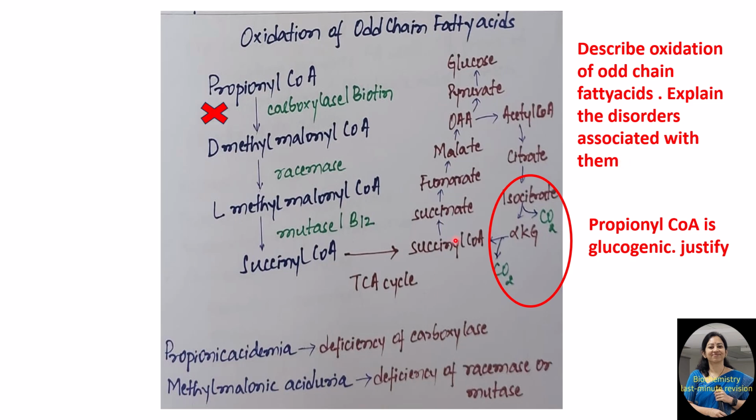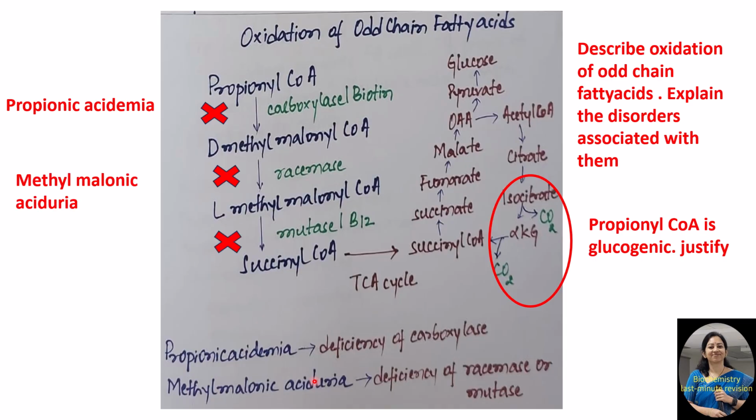Coming to the disorders, when propionyl CoA carboxylase enzyme is deficient, it results in a condition called propionic acidemia. And methylmalonic aciduria results when there is deficiency of racemase and when there is deficiency of mutase enzyme. So it results in a condition called methylmalonic aciduria.